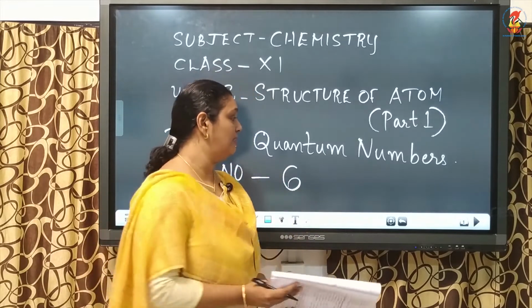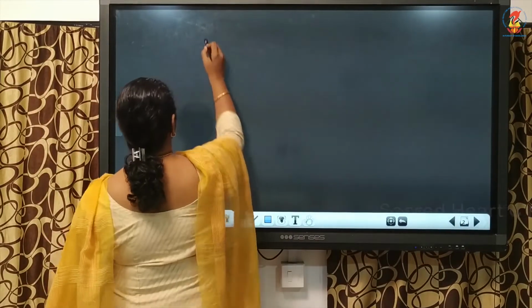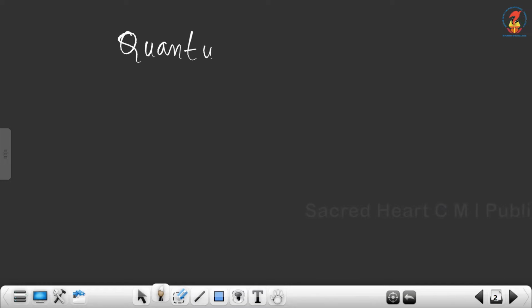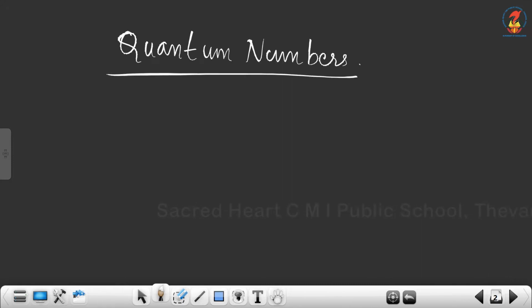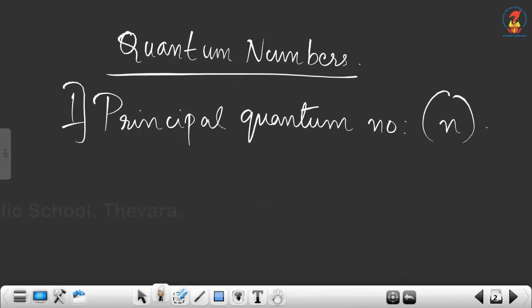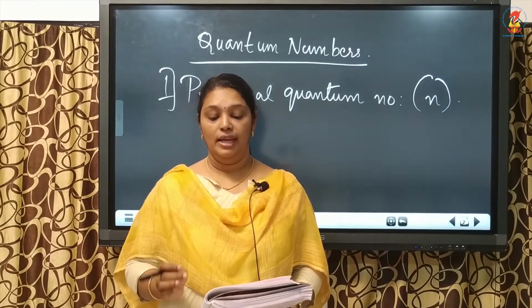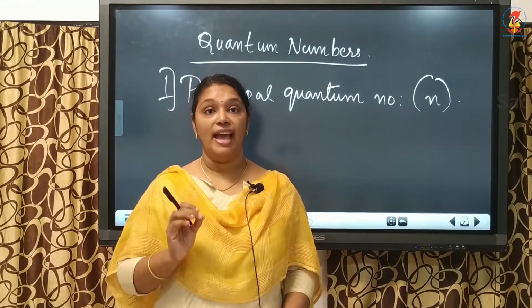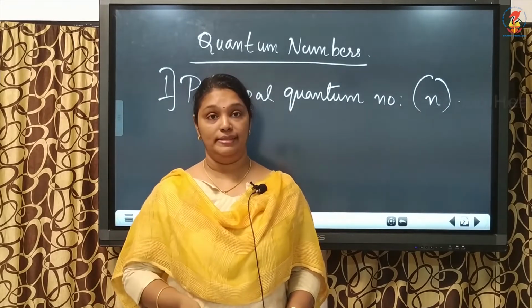So we are going to see about the quantum numbers. The first quantum number is called the principal quantum number, denoted by small n. Now, what information do you get from this principal quantum number? The principal quantum number helps to find the size and energy of the orbitals.